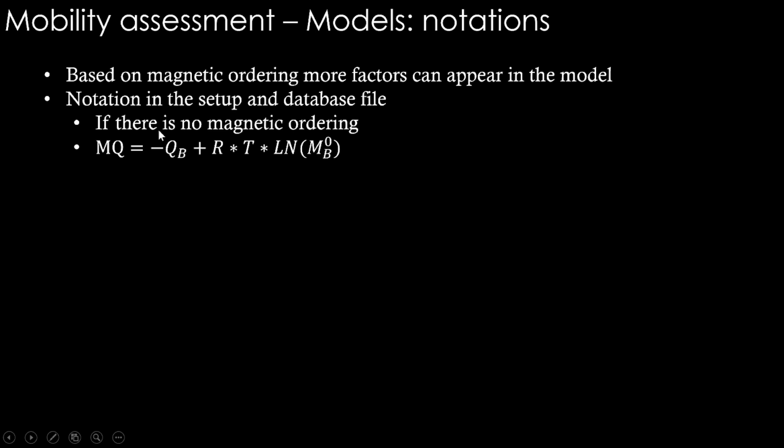In the setup file or database file, this is how we will be seeing things. If there is no magnetic ordering, this is a quite simple expression. I am putting only this. But in magnetic ordering, some more terms will come along with this. So MQ is equal to minus QB plus R multiplied by T multiplied by natural log of MB naught. So you can sense what parameter this is. Both of them together are modeled into one single expression, that is MQ is the name given to that, and you can sense this is a temperature dependency already. And this QB is the activation energy part that can also have temperature dependency.